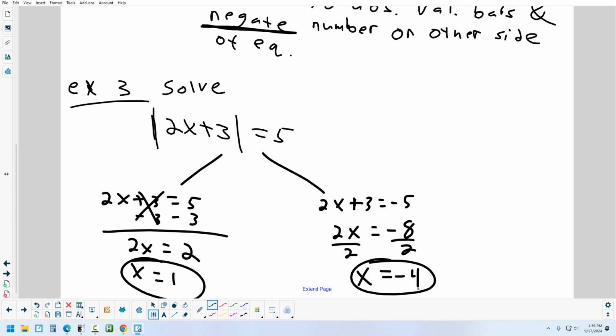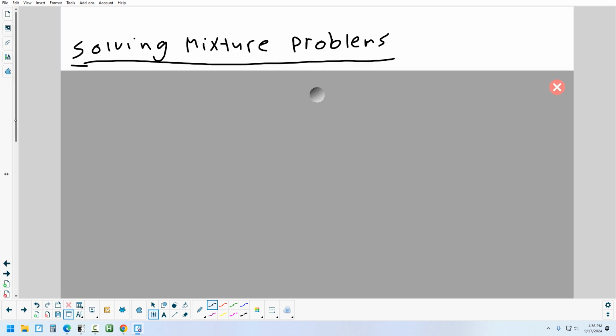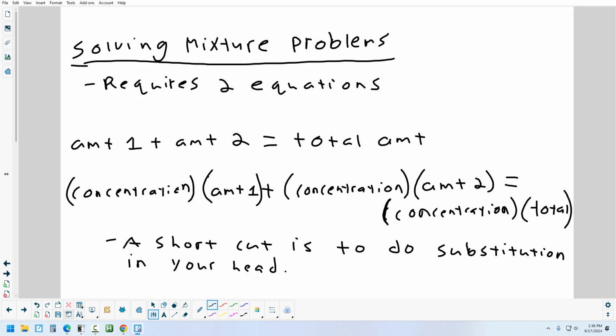So generally, absolute value problems are going to have two different answers. Okay. Any question on it? That's how you do it. You split it up. Okay. I think I'm going to skip that one.